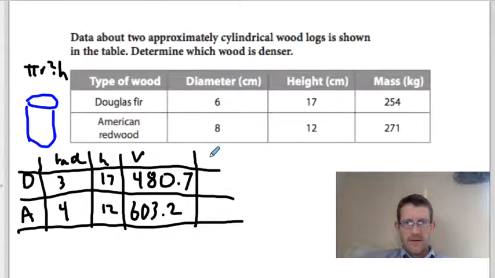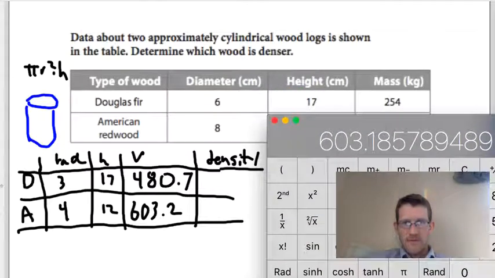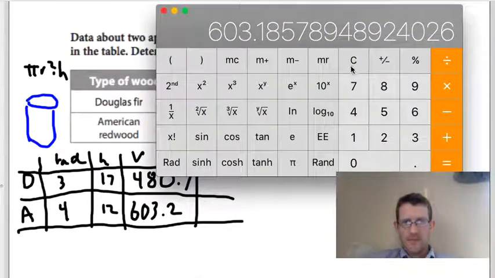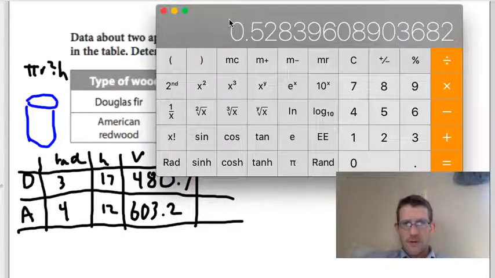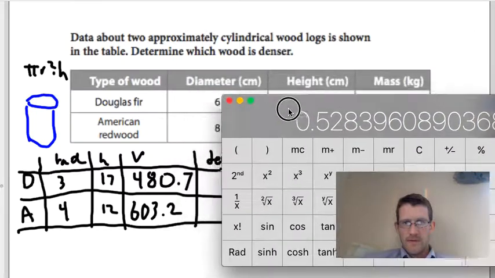And then finally, I can put the mass down here, but I'm just going to skip ahead to the density. The density is mass per volume. So in the first case, it's 254 divided by my 480.7. That's equal to 0.528.